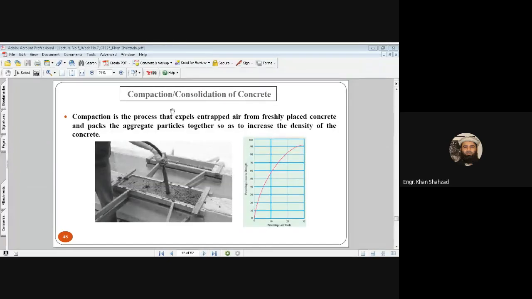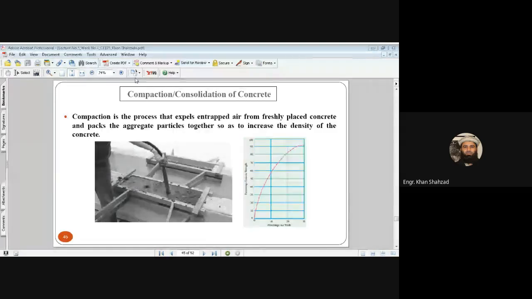Here you can see compaction and consolidation of the concrete. Compaction is the process that expels entrapped air, not entrained air, because entrained air we are introducing in the concrete intentionally, that is required, but entrapped air that is entrapped inside the concrete due to the voids or due to the mixing or compaction or poor compaction or poor mixing of the concrete. So we need to remove this entrapped air from freshly placed concrete and fix or consolidate or make one solid of the concrete or the aggregate particles together so as to increase the density of the concrete. So we can do this with the help of this vibrator.